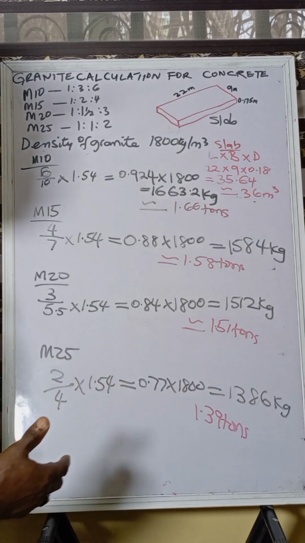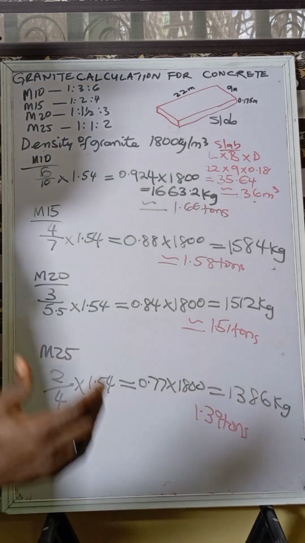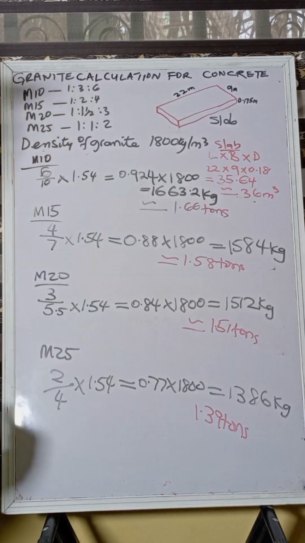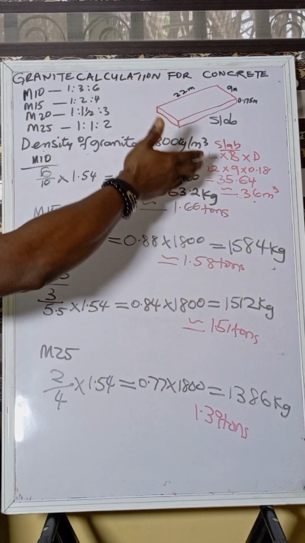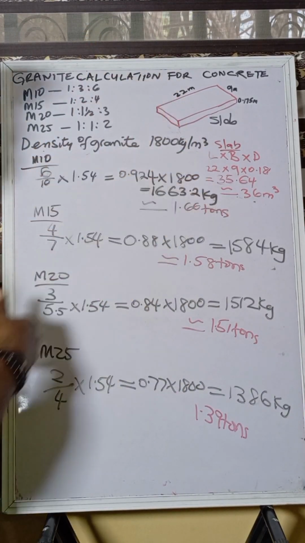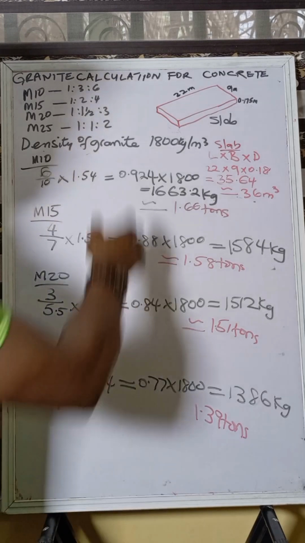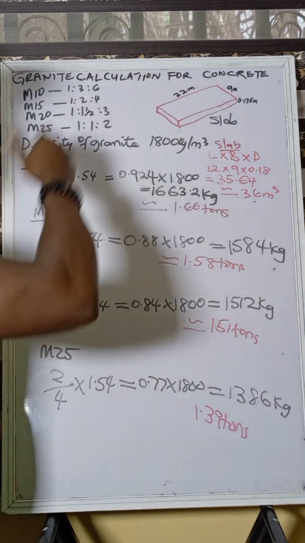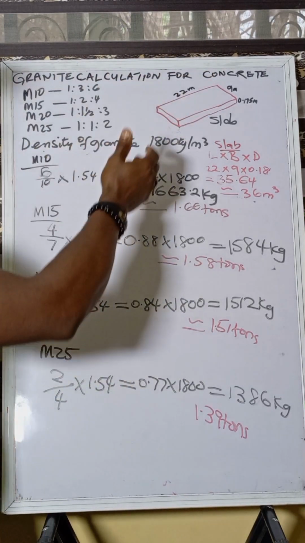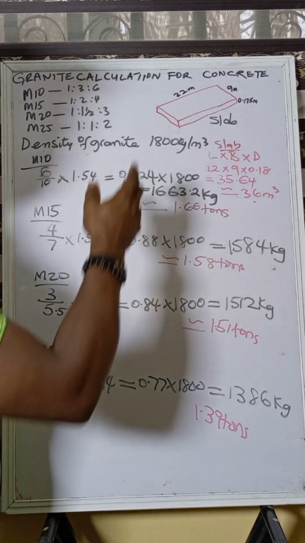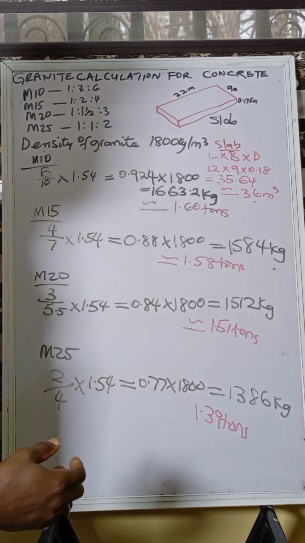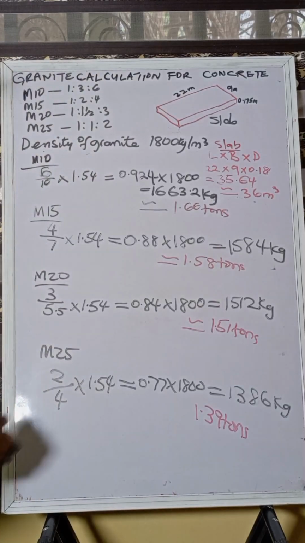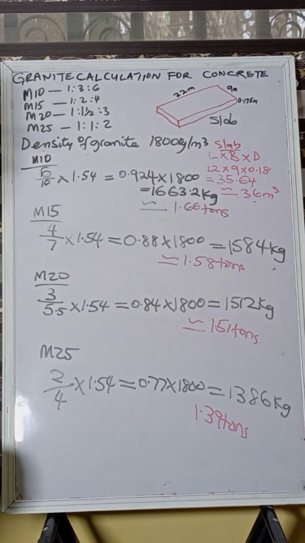We'll be using this diagram of a rectangular slab that we used from the calculation of cement and the one we've done for sand. So now we'll be using that same diagram. The length of the slab is 22 meters, and the width is 9 meters. And the thickness of the slab is 180 millimeters, which is 0.18 meter.